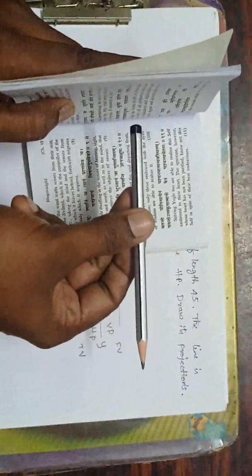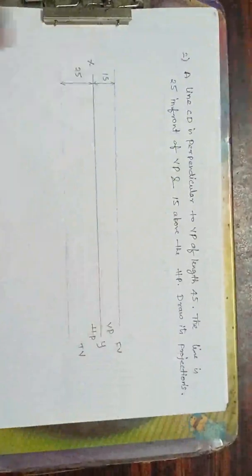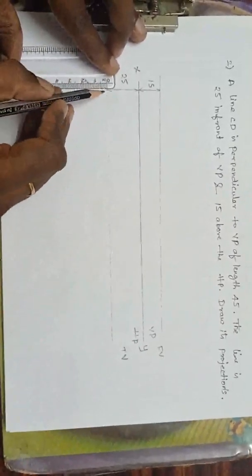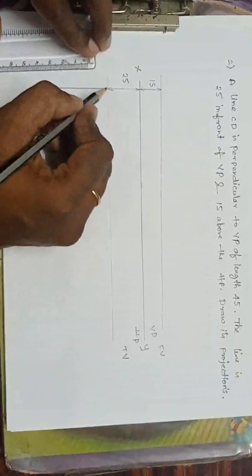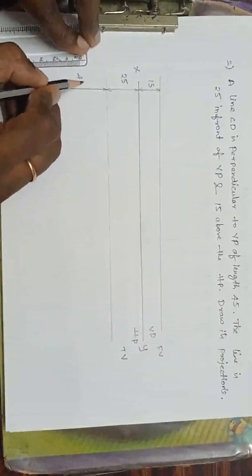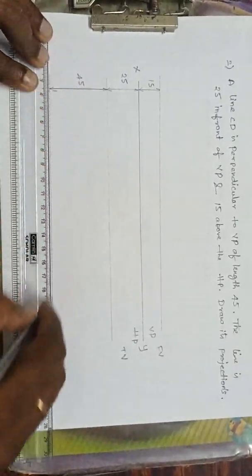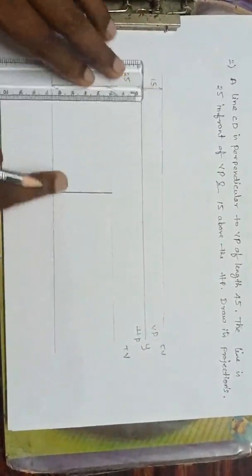Right? So, what I will do, I can see the complete line on the HP, because it is perpendicular to VP. If the line is perpendicular to VP, I can see the complete line in the HP. Right? So I will draw an extension line after this 25. After this 25, how much length he said? He said it is 45. So I will draw a line 45. See here. This is 45. Okay, I can see the complete line.